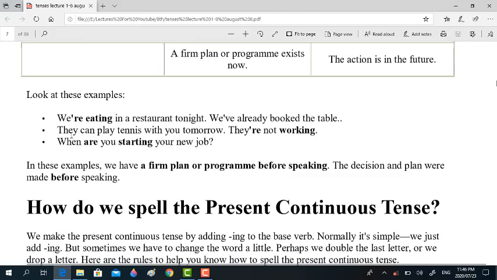They can play tennis with you tomorrow. They're not working. I'm just going to make you clear about the time. Basically, the unit of time is second. Second is negligible. From minutes to centuries: minutes combine and form hours, hours combine and form days, days form weeks, weeks form months, months form years, years form decades, and decades form centuries.